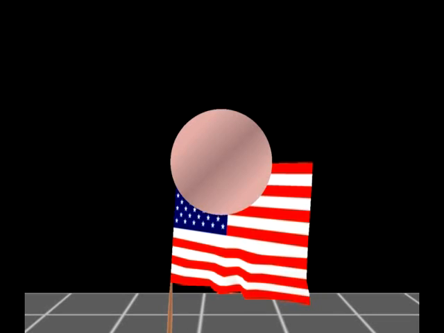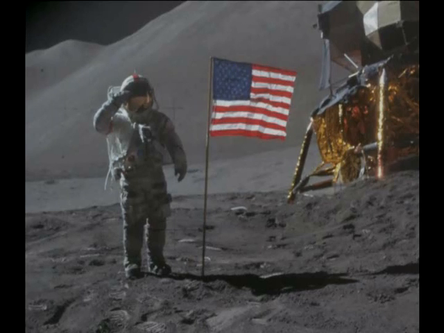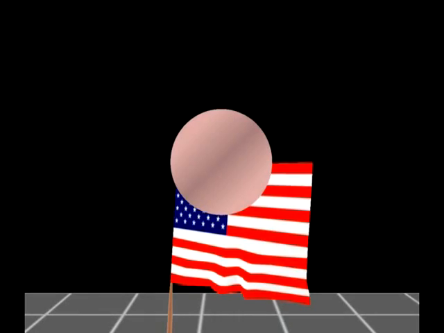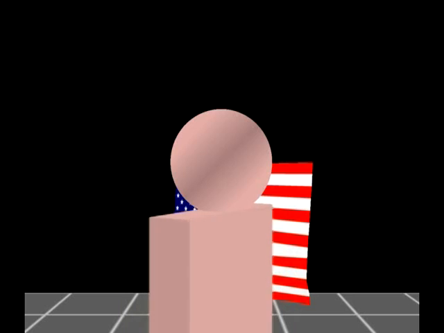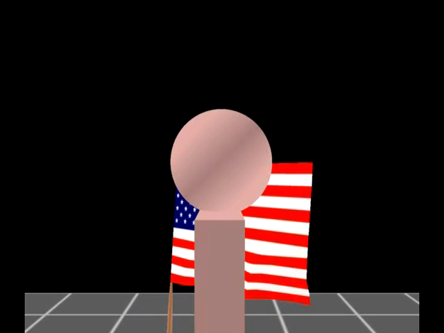Next, I need the body. We will look at this Apollo 15 front perspective of Scott. By measuring the helmet and body, we find the body is 1.9 times wider than the helmet. That's including his shoulders. So we draw a box 1.9 times wider than the sphere. Then turn it sideways. Okay, we now have the flag, the helmet, and the body all in place.